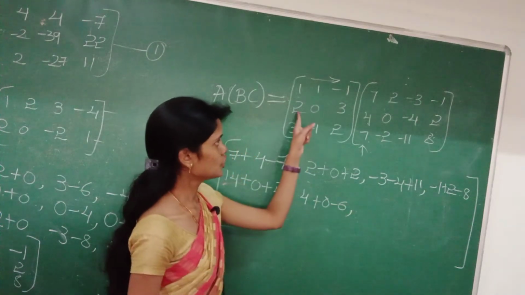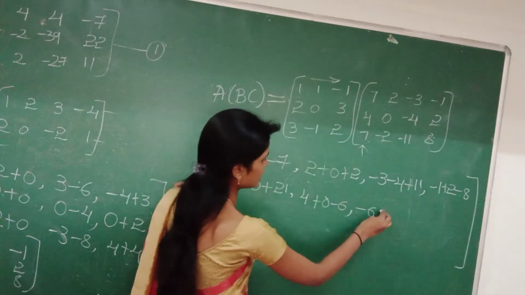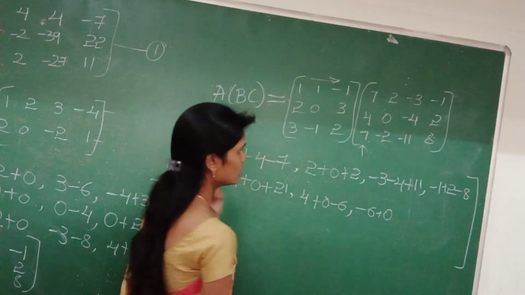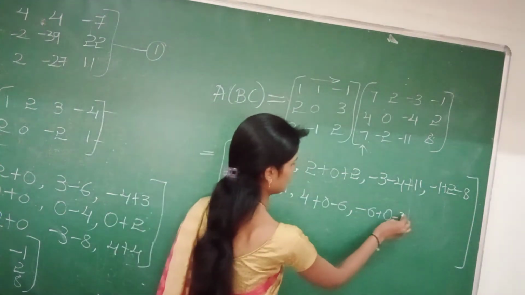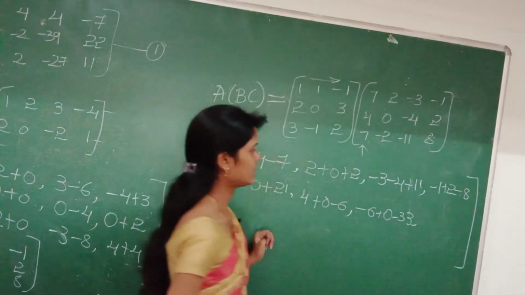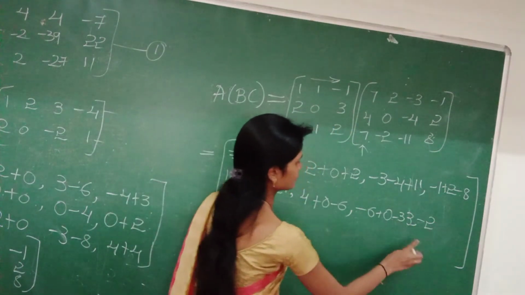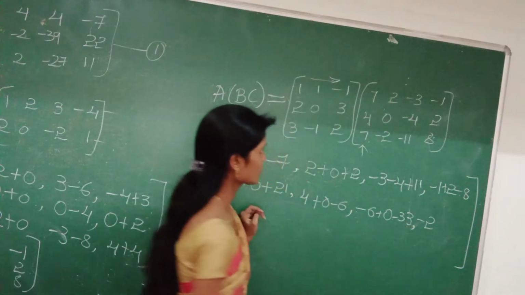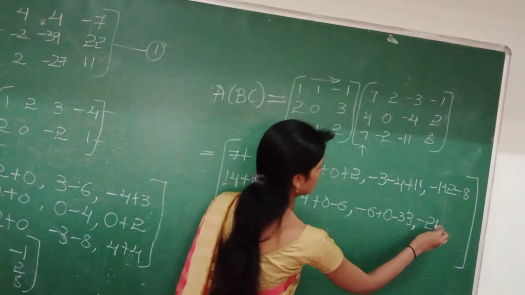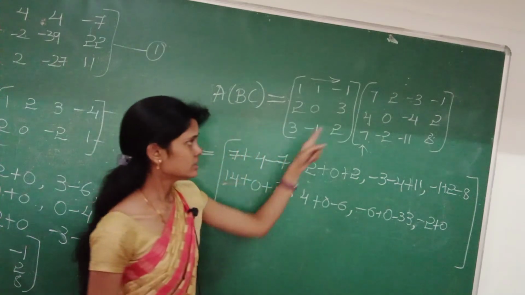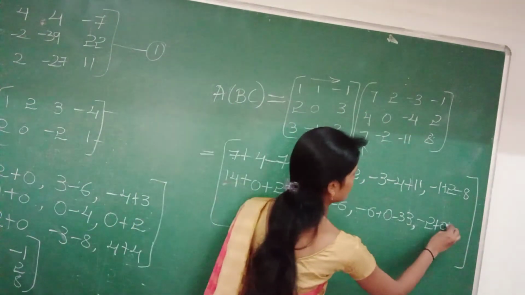Then 2 into minus 3 it is minus 6. 0 into anything will be 0. 3 into minus 11 it is minus 33. Then 2 into minus 1 it is minus 2. Then 0 into 1 or 2 it is 0. 3 into 8 that is plus 24.